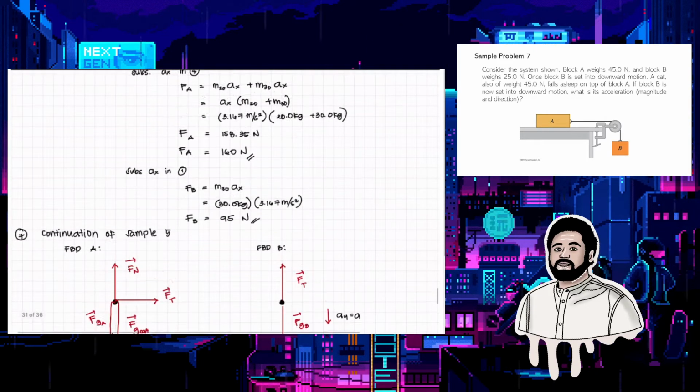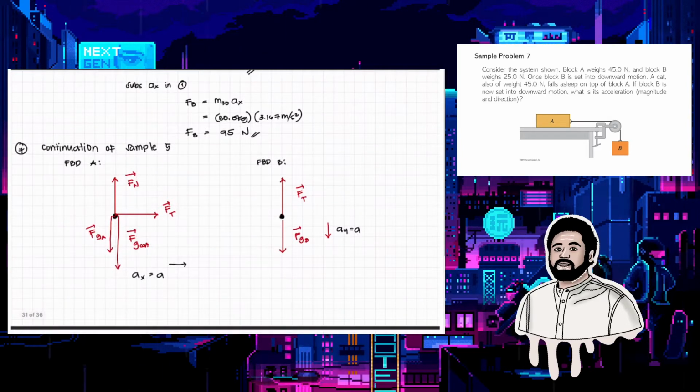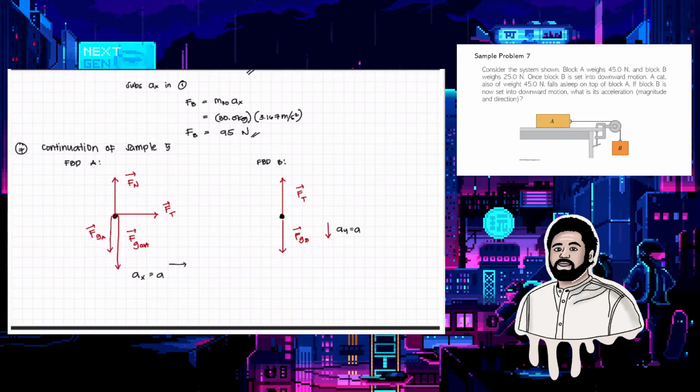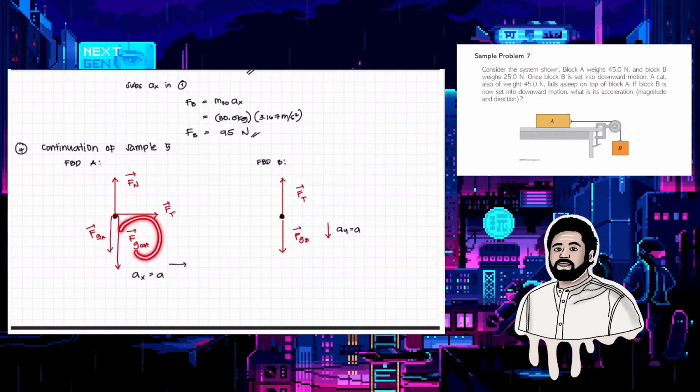So as an SOP, we have the free body diagram of our sample problem number 7. We have two systems, two blocks, so we have two free body diagrams also: FBD A and FBD B. For FBD A, it will be different from the previous sample number 5 because we have an additional weight, and that is the additional weight of the cat.